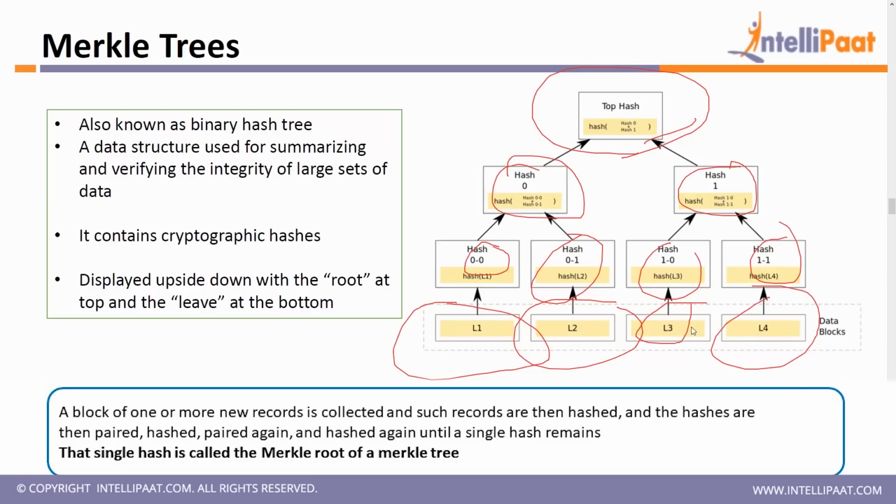L1, L2 transactions, then L3, L4 are used in pairs to calculate the hash of L1, the hash of L2, then the hashes of L1 and L2 are combined and hashed again to produce a combined value and eventually the root of the Merkle tree. So the single hash at the top is called the Merkle root of a Merkle tree.